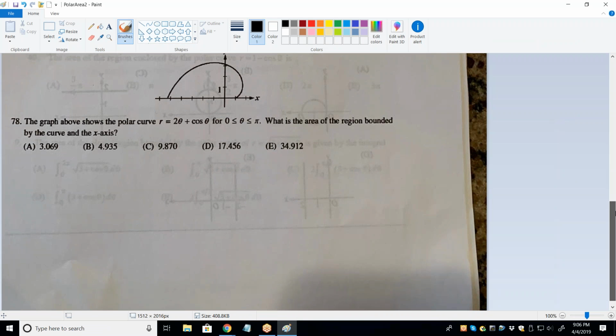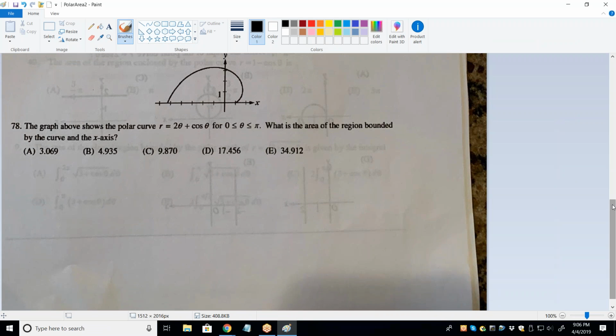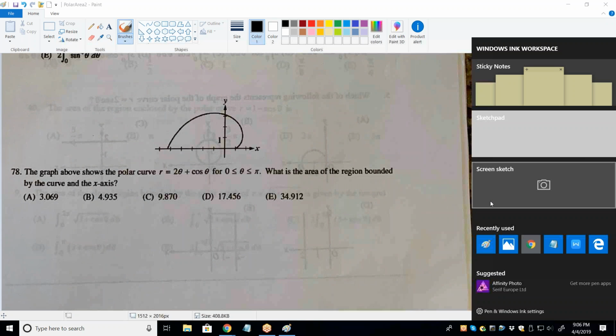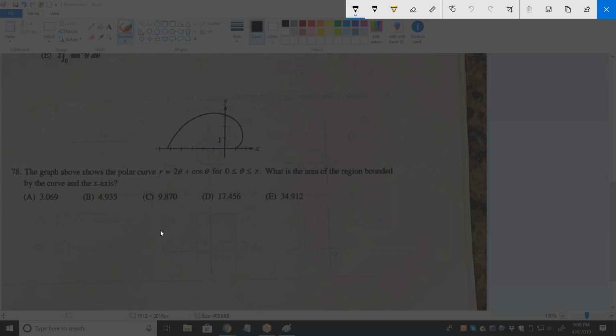Let's just, I don't mind doing this one. You want to do this one? I wrote on my paper, this looks like a trick question. Tell me what the general formula is here. 1/2 integral of f of theta squared d theta.